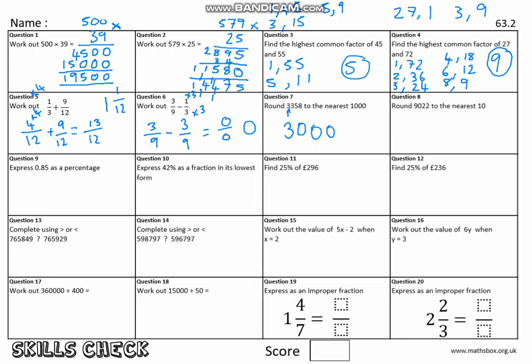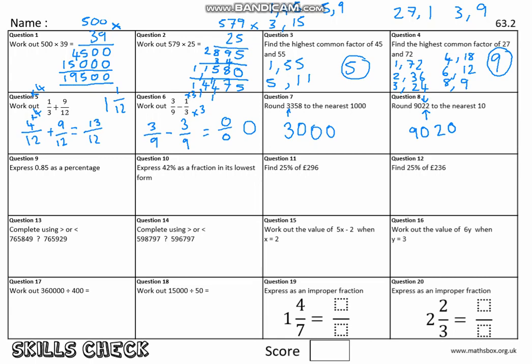It says round 9,022 to the nearest 10. So this time I'm going to look in my tens column, which is this one. So I've got a 2 here, okay? So I can write out these numbers because they're going to stay the same. But is this number going to stay the same? Well, if the number in the units column is 4 or below, then it's going to stay as a 2. And it is, okay? So I'm going to leave that as a 2, and then I'm going to fill it in, okay? So we should have 9,020.